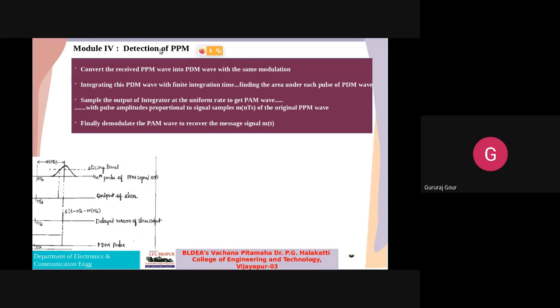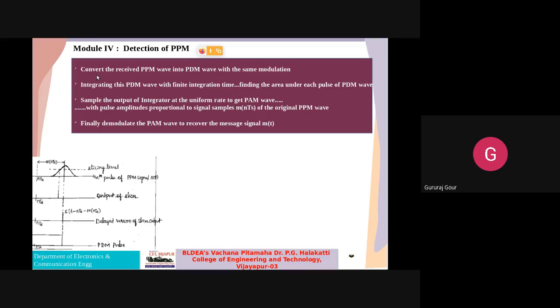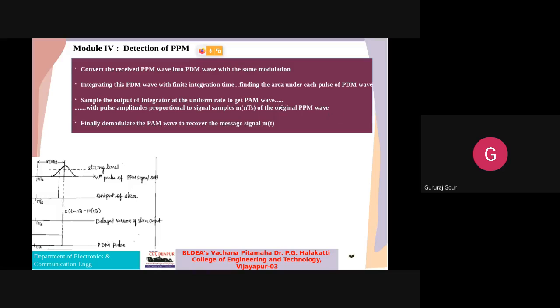Next, how to detect such PPM signals. So these are the PPM signals you now have. How to detect them? First, we convert the received PPM wave into a PDM wave, a pulse duration wave, with the same modulation concept. You can see here, this one is your PPM wave. This will be converted to a PDM wave, pulse duration wave, meaning the duration of each pulse gets varied.